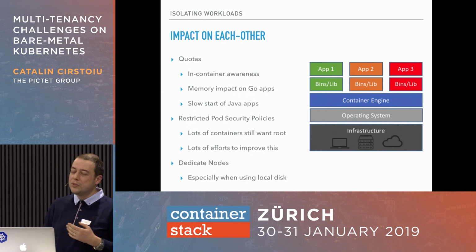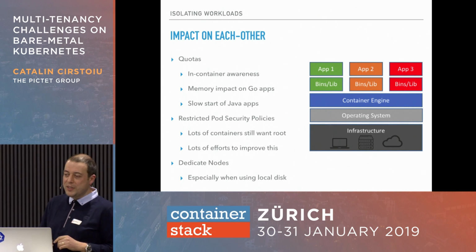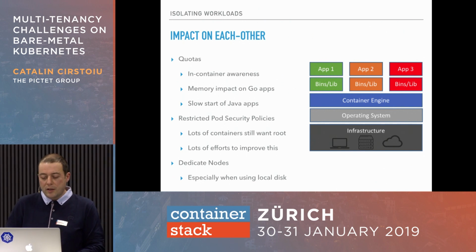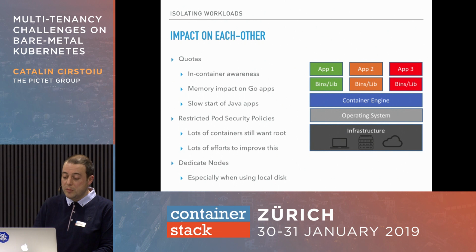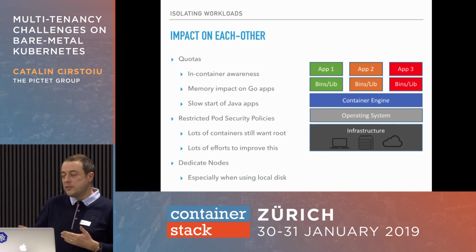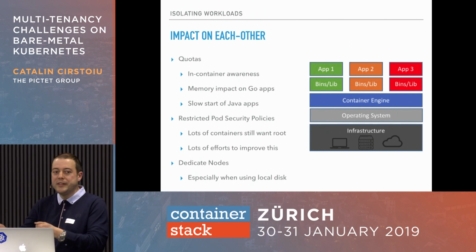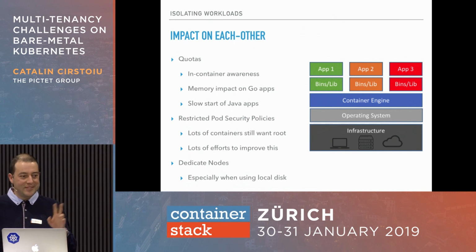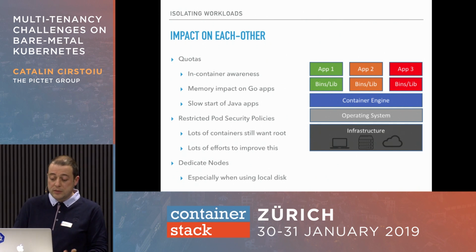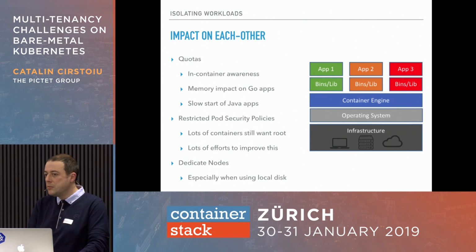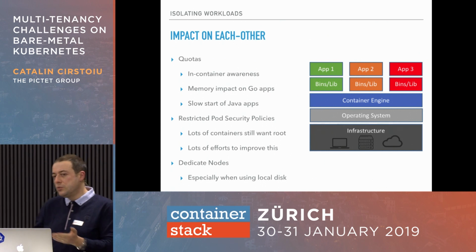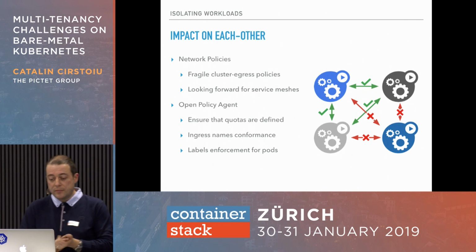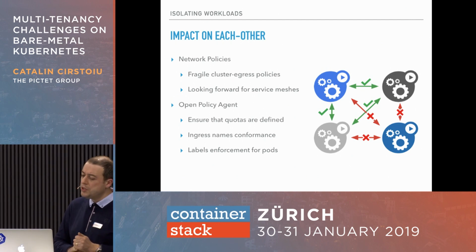So we've seen a lot of comeback of VMs through Kata Containers, gVisor, and so on. So I think this is something that will improve a lot in the future. And if that's not enough, you can still dedicate nodes to some application. Of course, that breaks a bit the idea of Kubernetes, but it is actually what we did with some application that needs to access the local disk. That's life.